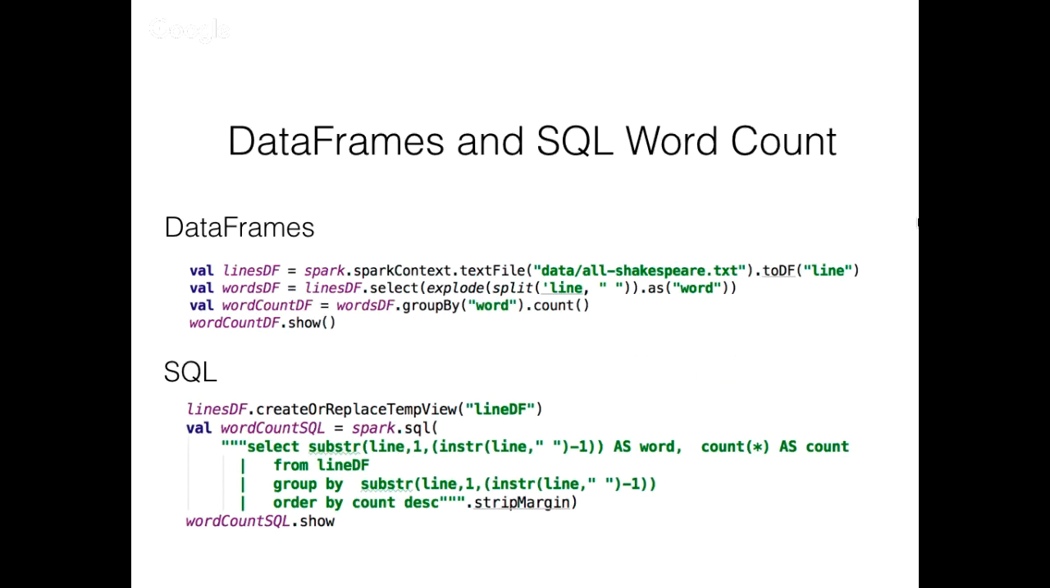So there's a SQL DSL essentially that just lets you write almost any SQL you can think of, and that'll run against the data frames that exist. So here when we say line df, there's actually a data frame called line df, and then we're hoping that there's a column called line, right? We create a column called word.